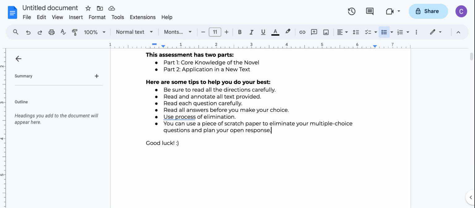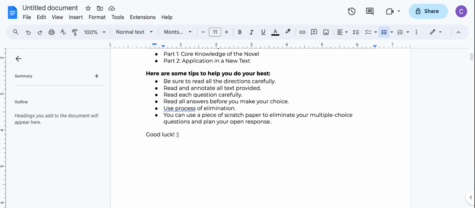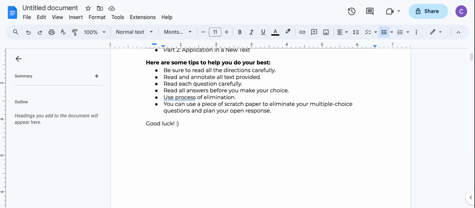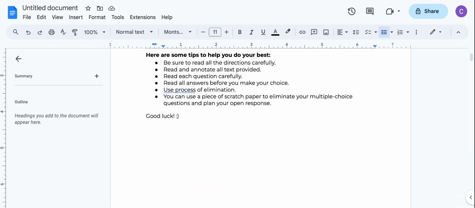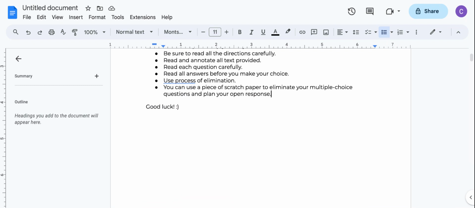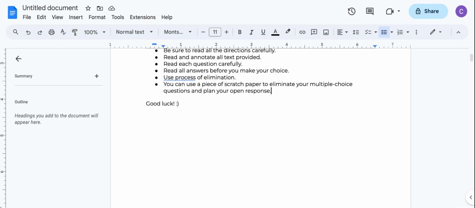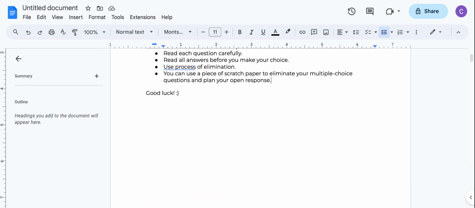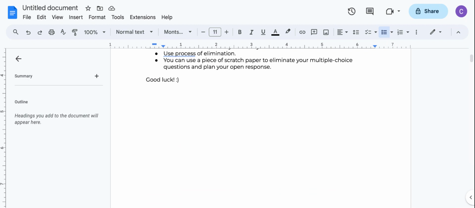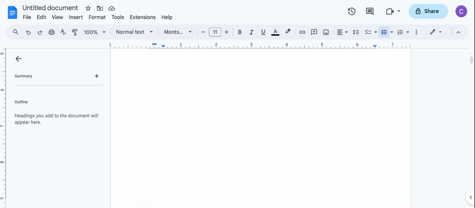Here are some tips to help you do your best. Be sure to read all the directions carefully. Read and annotate all text provided. Read each question carefully. Read all answers before you make your choice. Use process of elimination. You can use the scratch paper to eliminate your multiple choice questions and plan your open response. Good luck.